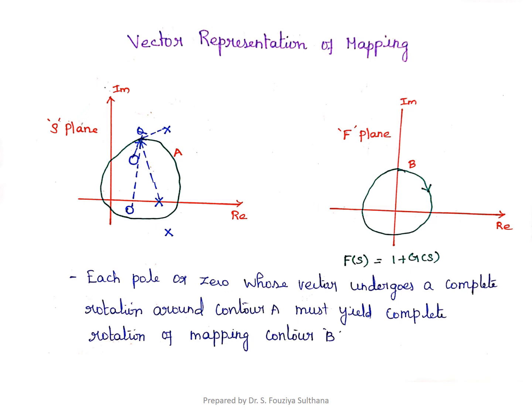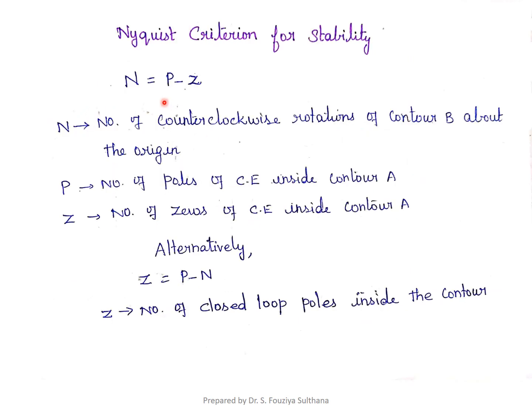Thus we can derive the Nyquist criterion for stability as follows. N equal to P minus Z. N is the number of counterclockwise rotations of contour B about the origin. When N is in the clockwise direction, it is represented as negative. P is the number of poles of the characteristic equation inside the contour A. Z is the number of zeros of the characteristic equation inside the contour A. Alternatively, we can write Z equal to P minus N.